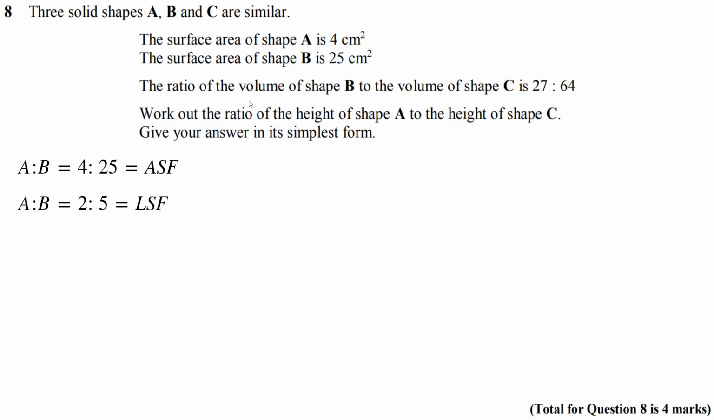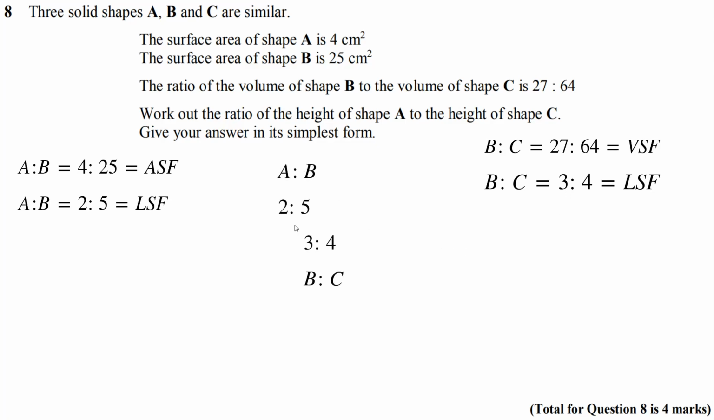Now let's look at the next piece of information. So we've been given the ratio of the volume of B to C. So the volume scale factor of BC is 27 to 64. Now to get to the length scale factor from the volume, we have to cube root. So we do 3 to 4. So here we've got B is 5. Here we've got B is 4. Sorry, B is 3.